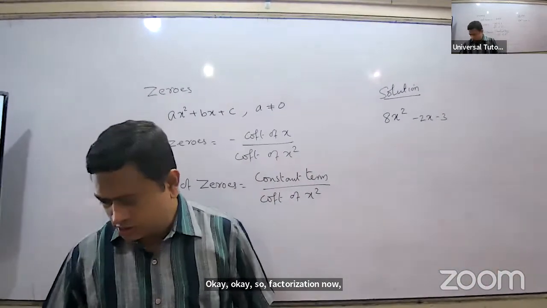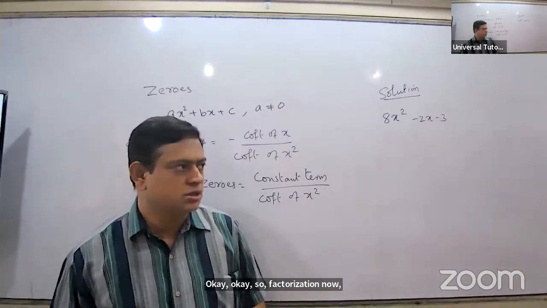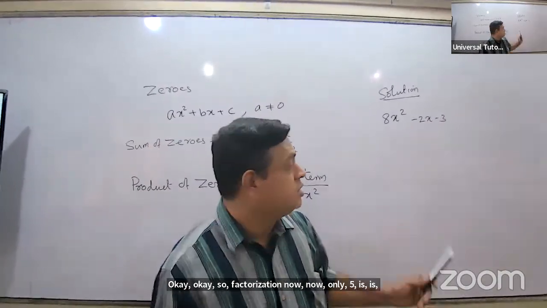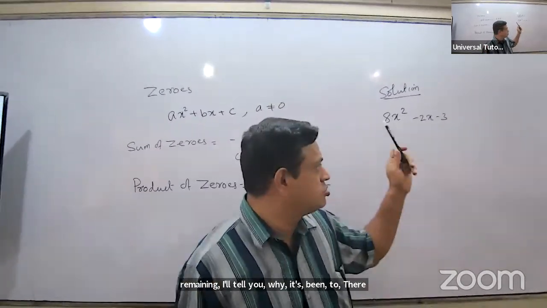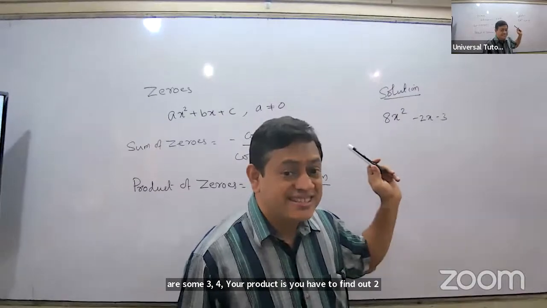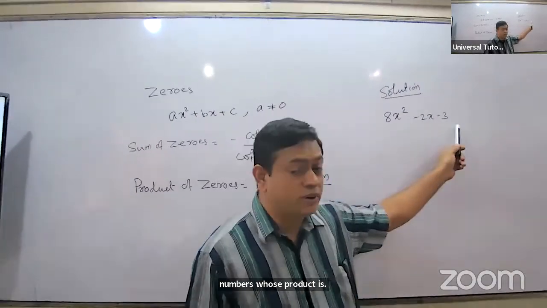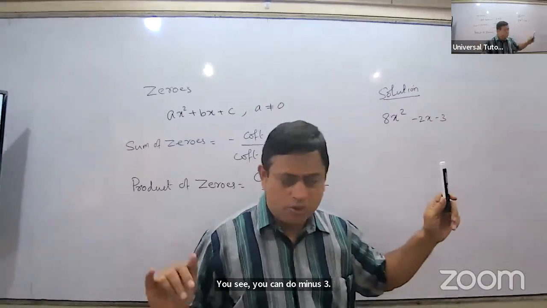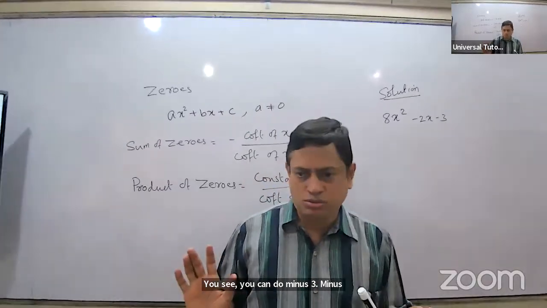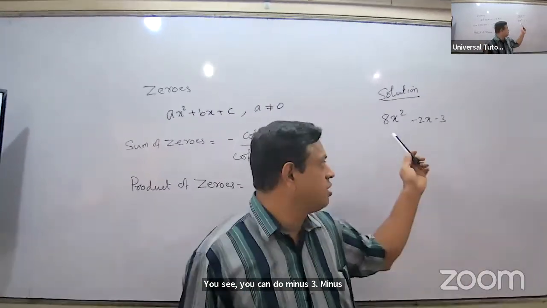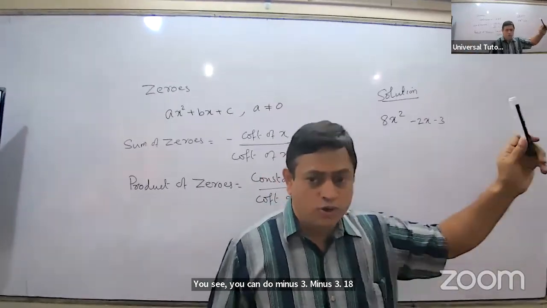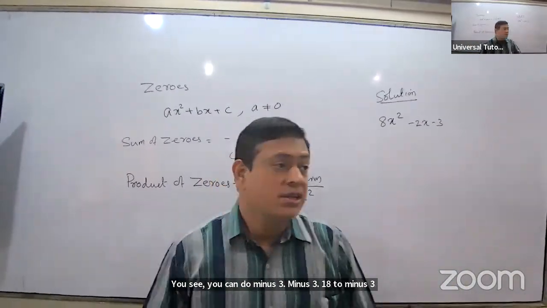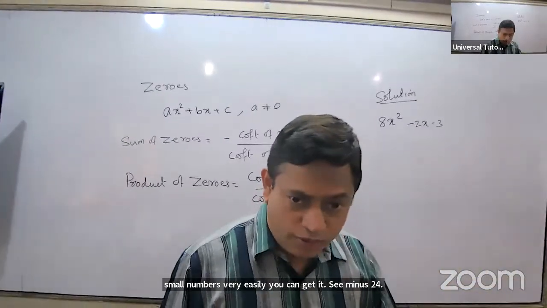Why are you making this mistake? Look here, all of you. There are some three or four who are struggling. First, you have to find two numbers whose product is AC. AC means 8 into minus 3, which is minus 24, and whose sum is minus 2. With small numbers you can get it very easily. Since the product is minus 24, you take the factors of 24 and subtract.